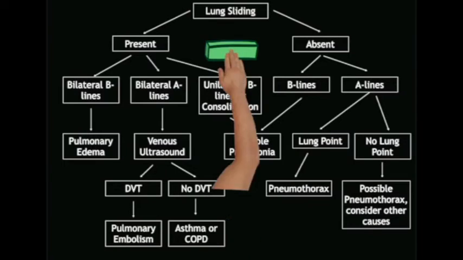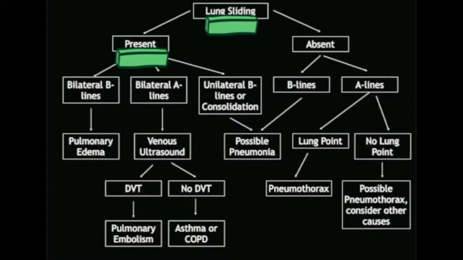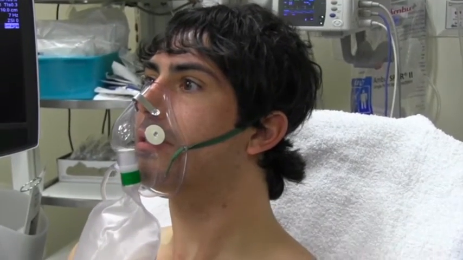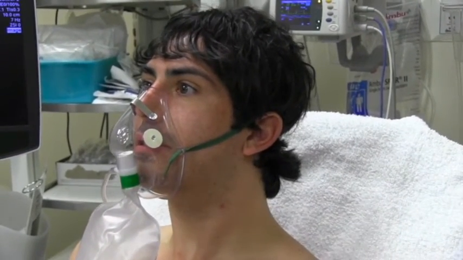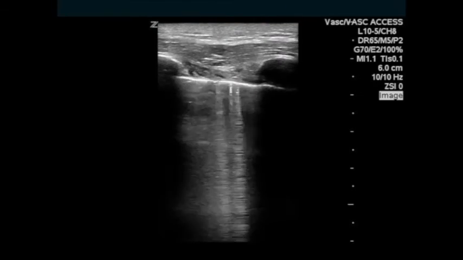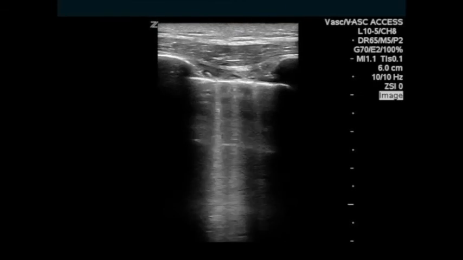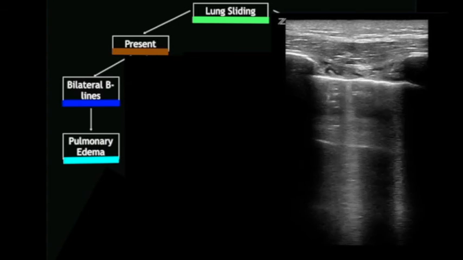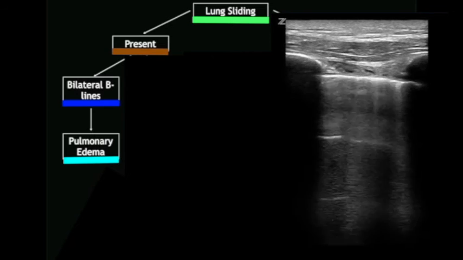Returning to the algorithm, do we have pleural sliding in all fields? Are there primary B lines or A lines? Are there effusions present? Let's return to our case. Our patient has a history of both COPD and CHF. But what is the predominant problem today? Ultrasound shows pleural sliding and B lines in all fields. This is consistent with CHF, and treatment algorithms can be initiated rapidly after acute diagnosis.